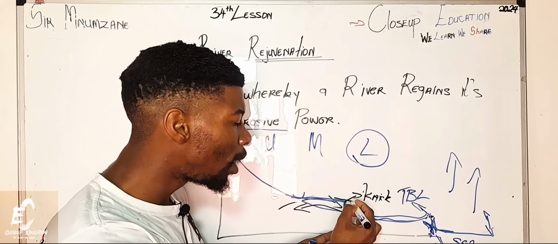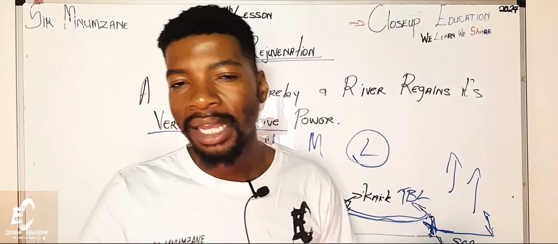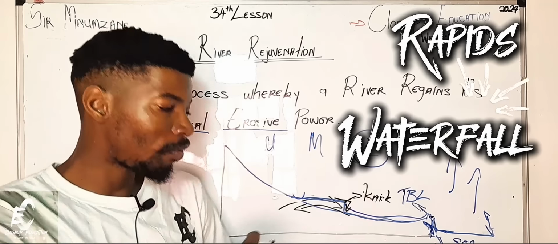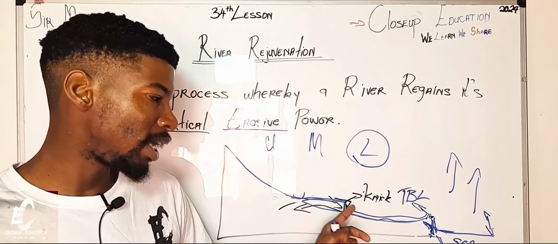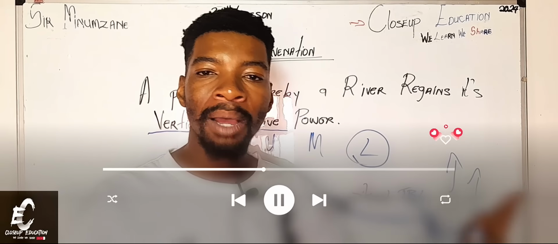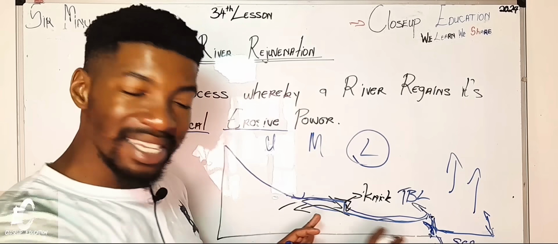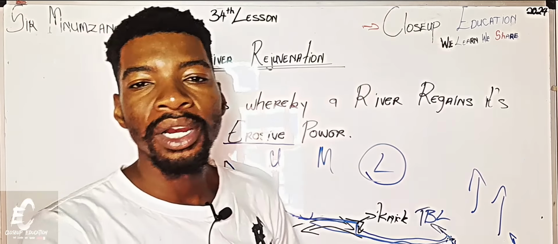And then obviously, what fluvial landform could occur here? Rapids could occur, or a waterfall. You can definitely tell a waterfall is occurring here. That is a fluvial landform that can occur when there's isostatic uplift. There could be rapids and stuff like that. So these are the two things that can make river rejuvenation occur.